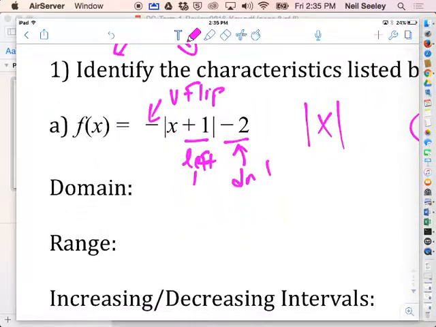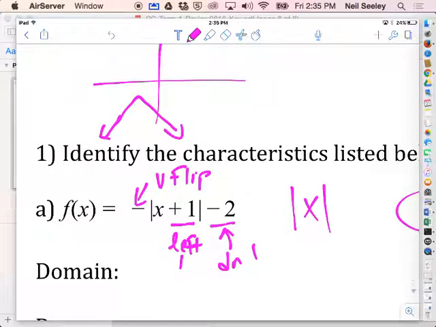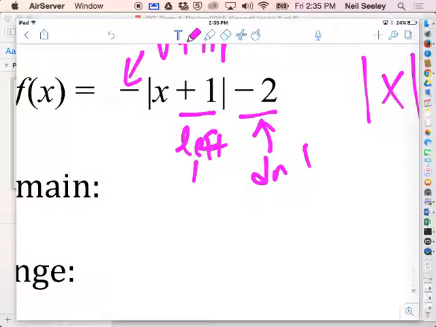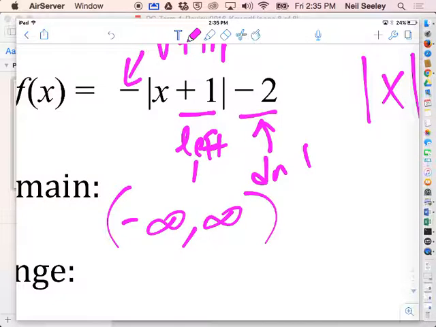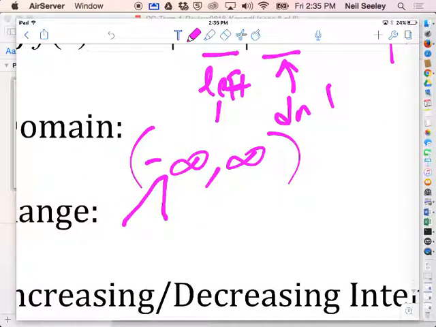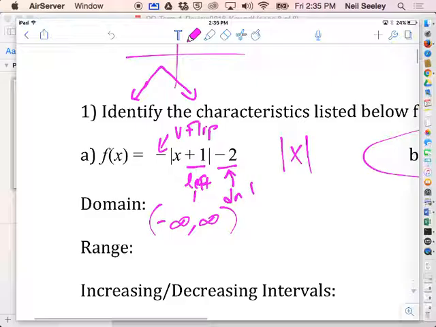So now, domain-wise, that's a conversation for another non-recording day. So if I were to do this domain, it's negative infinity to infinity. The graph of this one, negative infinity to infinity, is the domain because it's the absolute value graph. The range is where you have to know something about the function.